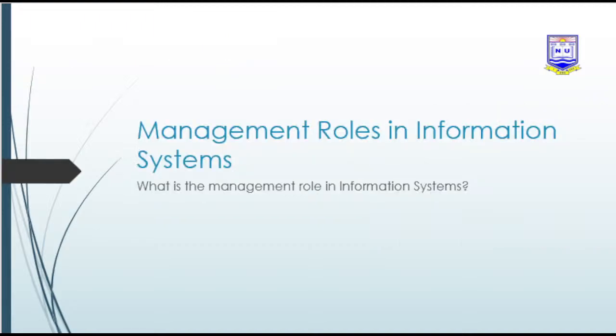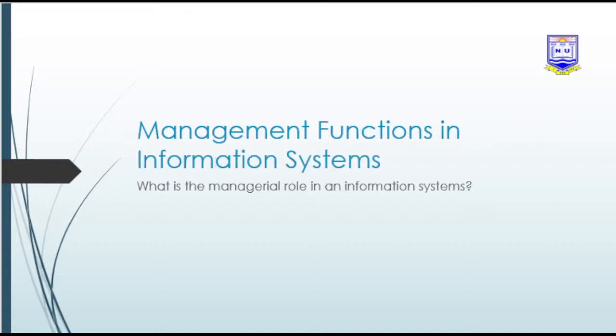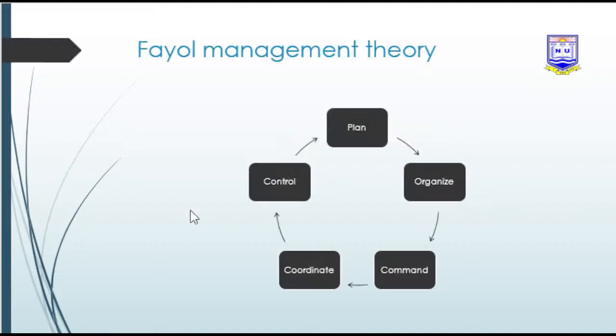So those are the managerial functions of an information system. We are looking at what the managerial role is in an information system. After looking at that, we have said we are looking at planning. You need to look at the planning, the organizing function, the command, the coordinating, and the control.